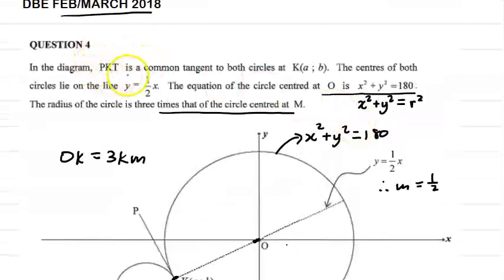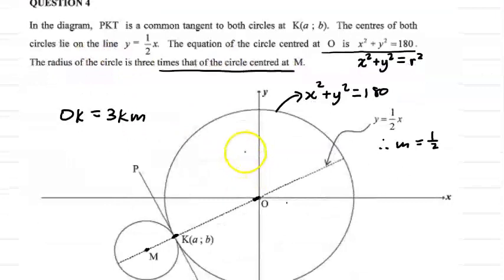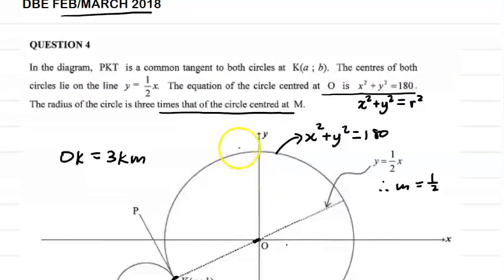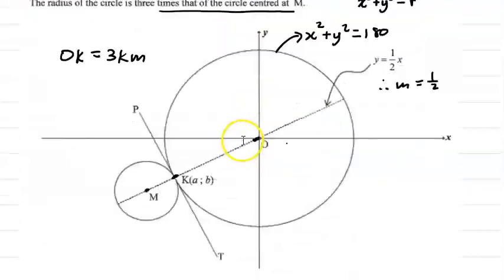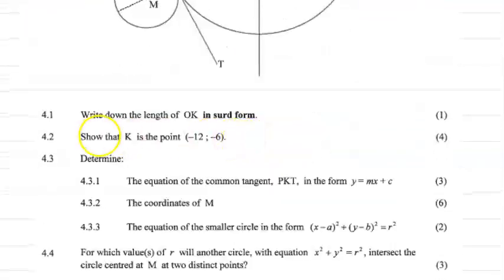The important thing for you to note is to make sure that you read very carefully and make sure that all the information is on your diagram. It is very important because remember that all the questions will be based on what is given in the question. Let's try and answer the first question. Write down the length of OK in surd form.